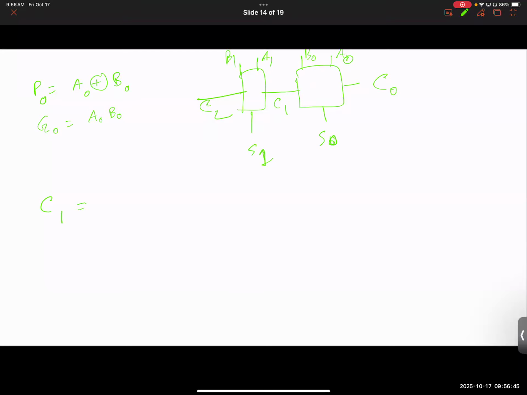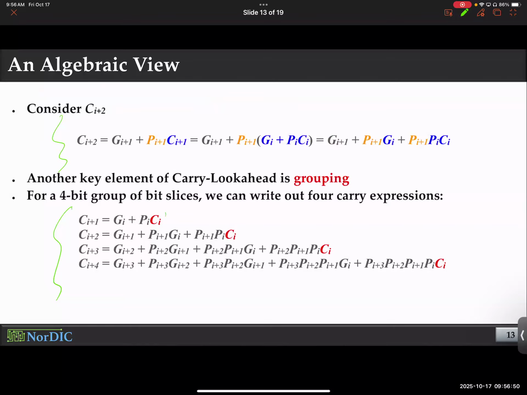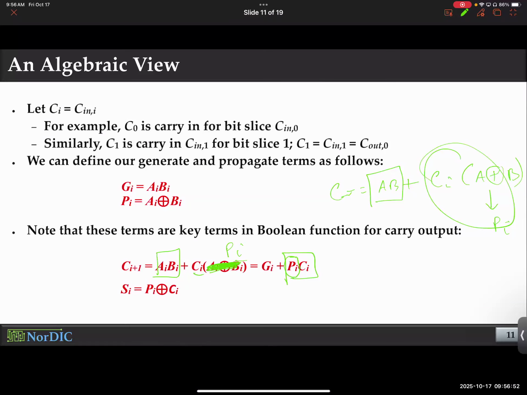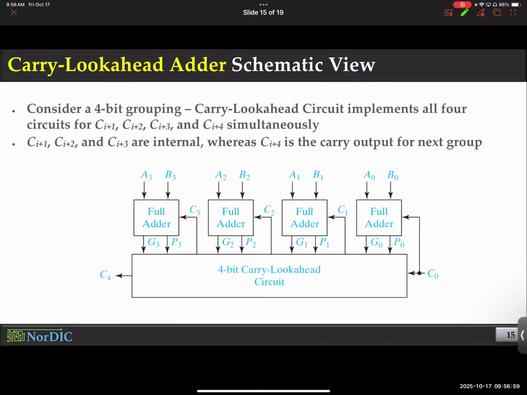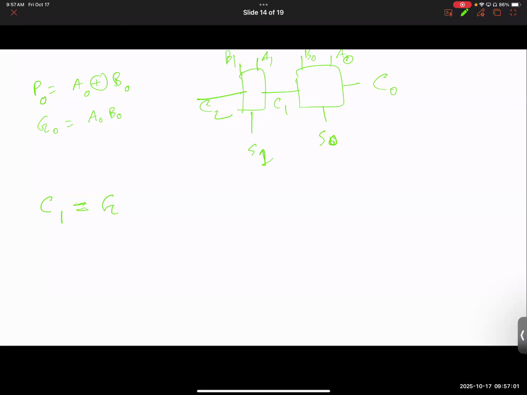So now your carry, if you remember properly, as we just derived in the previous slide, is generate plus propagate times carry. So carry 1 is generate 0 plus propagate 0 times carry 0. Can I say that? Any problem so far? Okay, so this is an expression. Now, let's take a look. You'll see the power after we calculate C2.